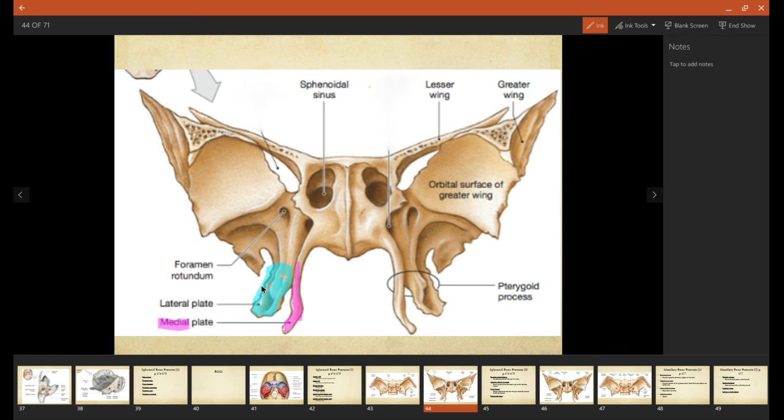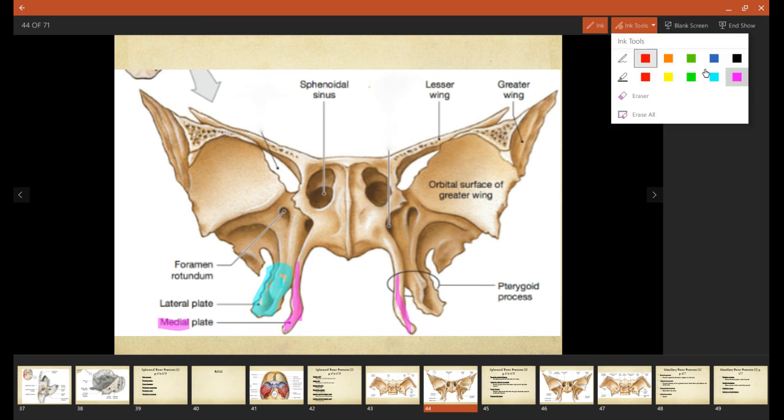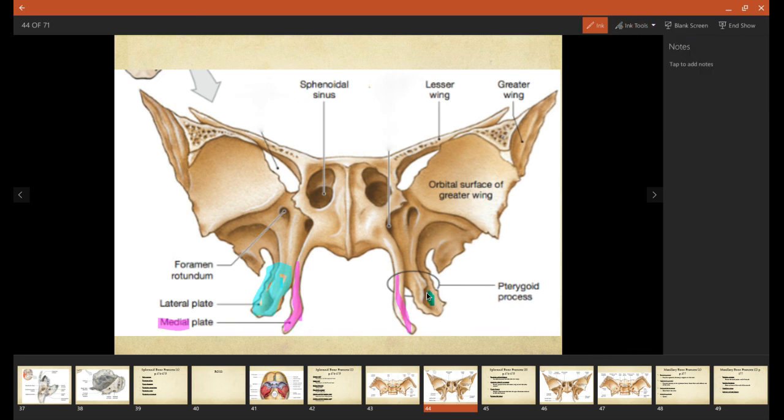And so put together, both of these are called the pterygoid processes. We can see again the medial plate right there, and then the lateral plate right here.